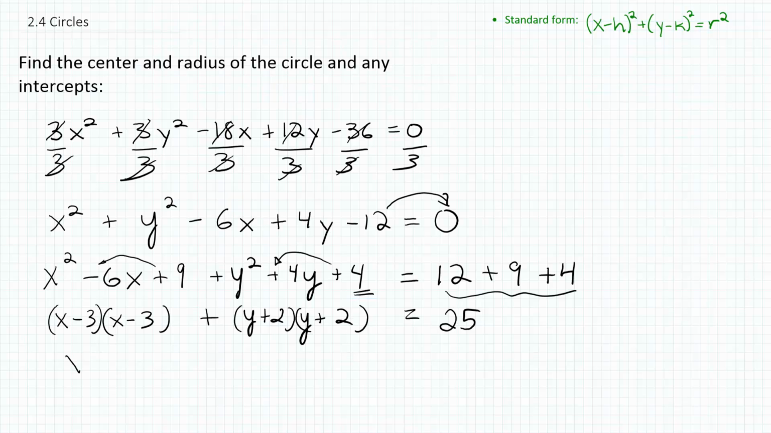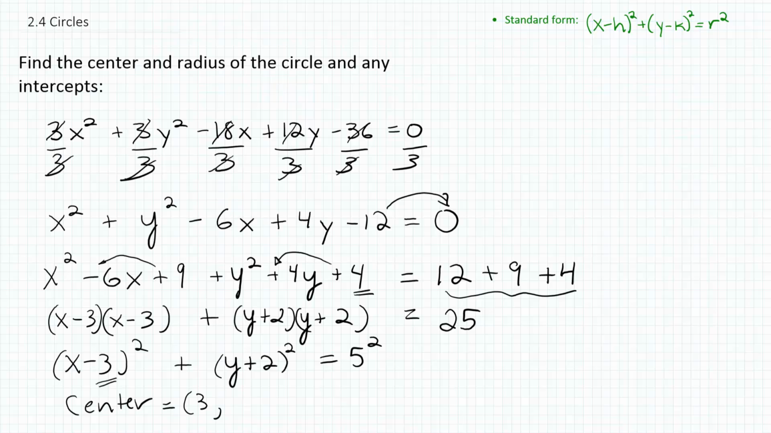Okay, so we end up having x minus 3 quantity squared plus y plus 2 quantity squared is equal to, let's write 25 as 5 squared, right? All right, and from there we can say that the center of the circle is simply equal to whatever the opposite sign is of the number in the parentheses here, so it'll be 3 comma negative 2, right? Because that's positive 2, we'll call it negative 2 for our center. And then we have the radius, which is just the square root of the number here, so in other words, 5. All right, so that's your center and your radius.